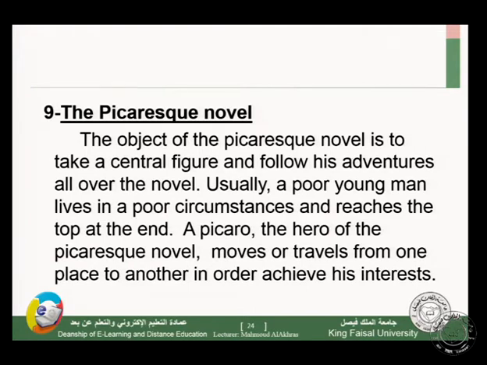The object of the picaresque novel is to take a central figure and follow his adventures all over the novel. So we have only one character, one protagonist, and we are going to follow this character till the end of the novel. Usually a poor young man lives in poor circumstances and reaches the top at the end. So at the end, he will achieve his goal. A picaro, who is the protagonist or the main character in the novel, the hero of the picaresque novel, moves or travels from one place to another in order to achieve his interests.